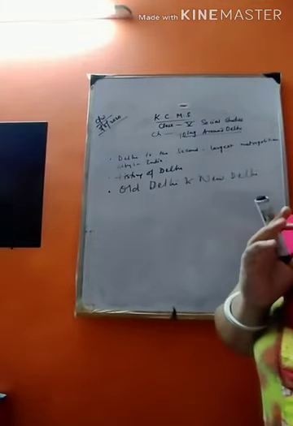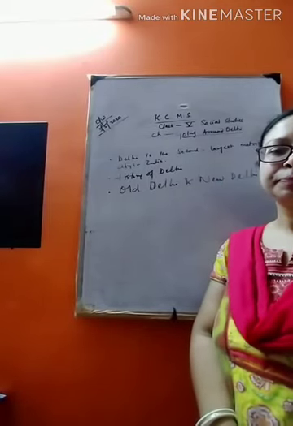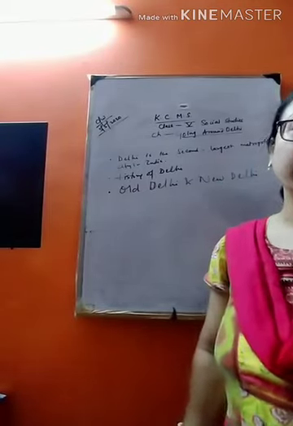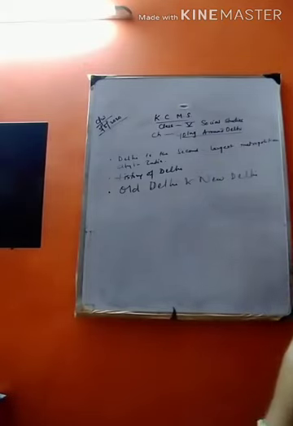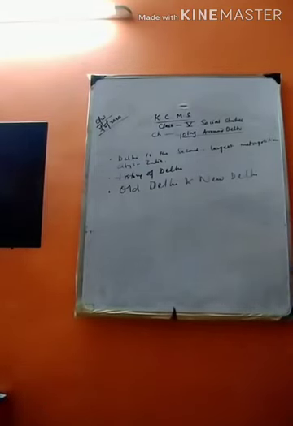So, before starting with the history of Delhi, first I will let you know about the location of Delhi. Delhi is the second largest metropolitan city in India. It is located in northern India on the bank of river Yamuna.